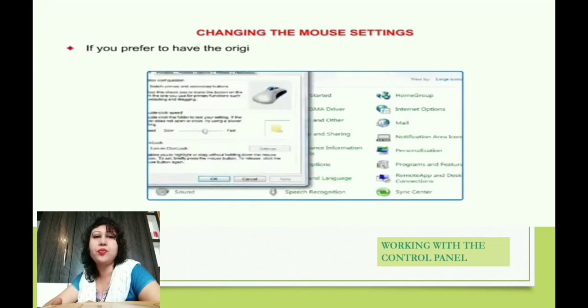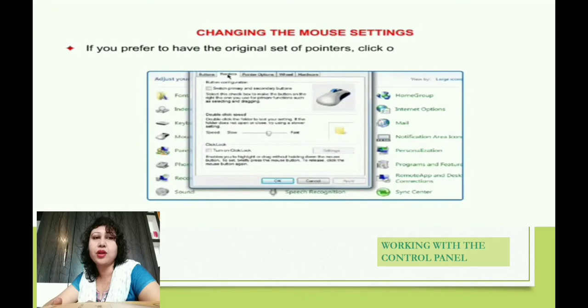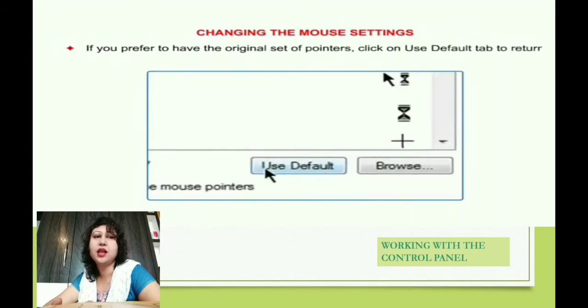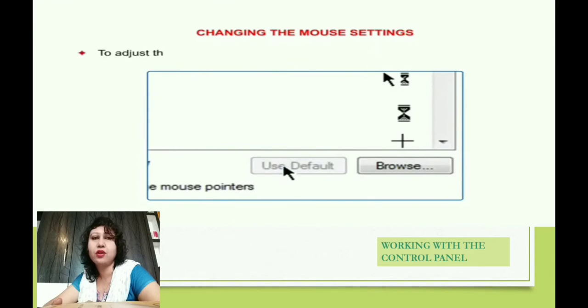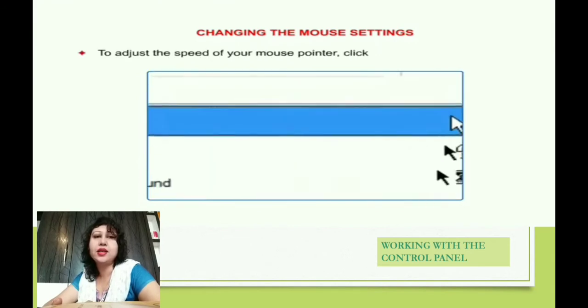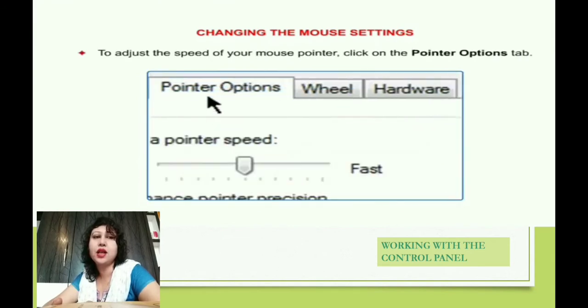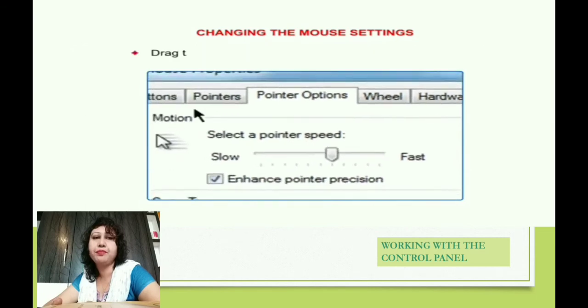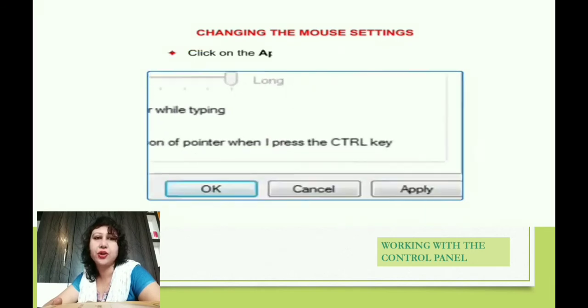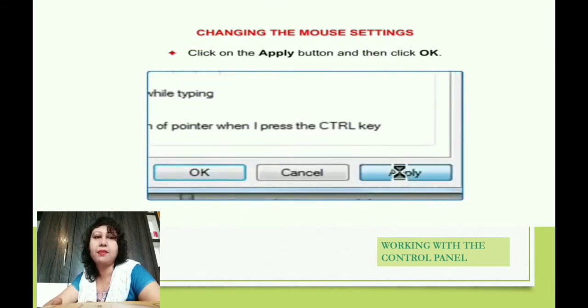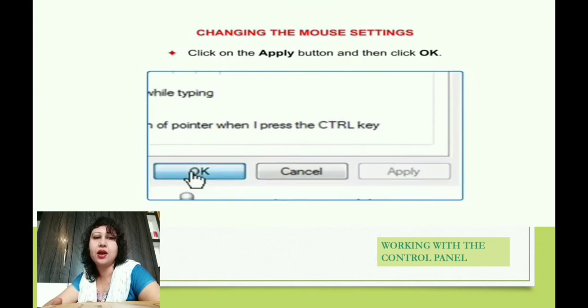And if you prefer to have the original set of pointers, we just have to click on the Use Default tab to return to the default pointer. Then, to adjust the speed of our mouse pointer, click on the Pointer Options tab, and drag the slider from slow to fast under the Motion section, and then click on the Apply button, and lastly click on OK.